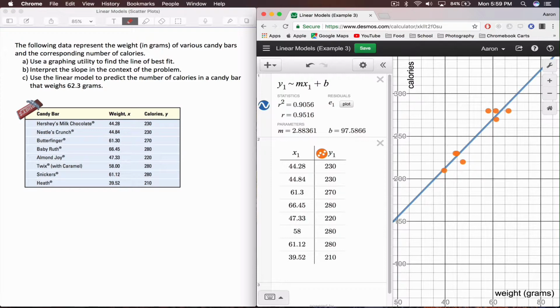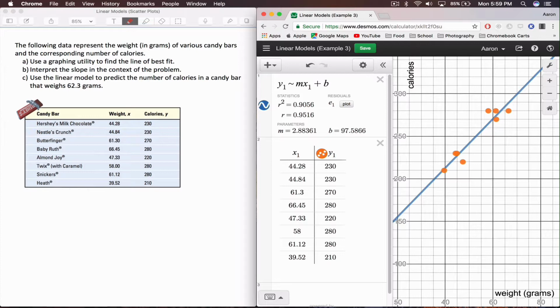So what does it all mean? Remember, R is our correlation coefficient. It tells us how strong our linear relationship is. So this is a pretty strong positive linear relationship. And then here's our value of m, and here is our y-intercept. So this is our slope. What does this slope mean in terms of the context of the problem? Well, remember, the slope is our change in y over our change in x. It's the change in the number of calories divided by the change in the weight of our candy bar. So what this means is if we increase the weight of a candy bar by 1 gram, the number of calories will increase by 2.88. So basically it's saying that there are 2.88 calories per gram in each of these candy bars.